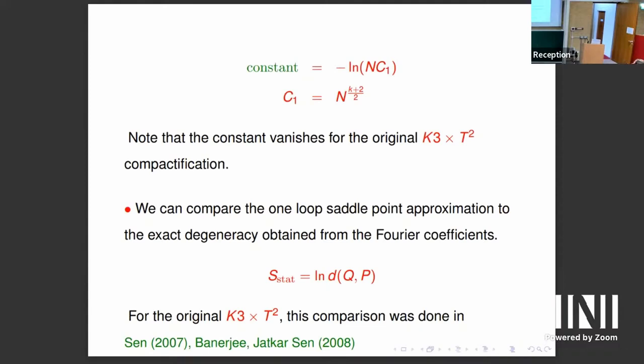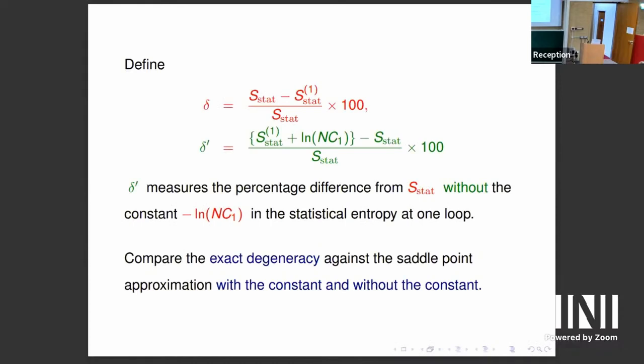Now, we have this one loop answer. We can compare it with the actual numbers because we have a mathematical routine. We just have to put this in the computer, read out those degeneracies, and compare with the saddle point. So how close do we get? This comparison was done earlier for the unorbifolded cases by these authors. Now let's do it for the orbifolded cases. I want to emphasize this constant, because I know many people are working on something related. So let's do two things.